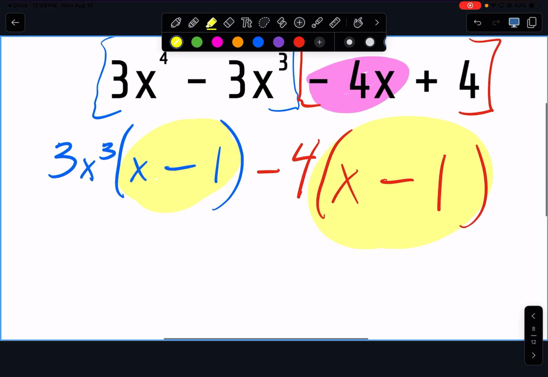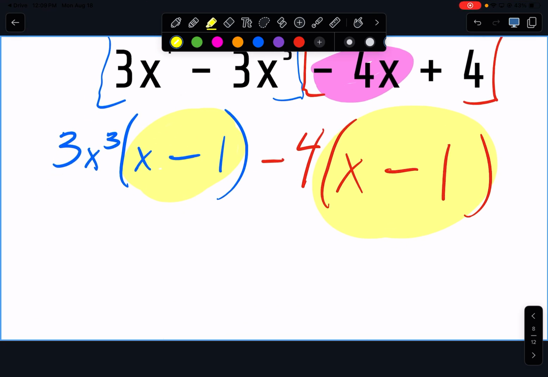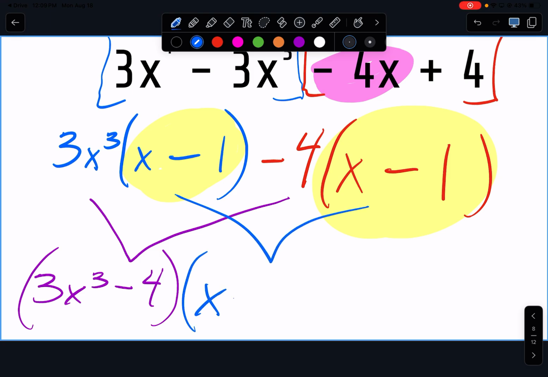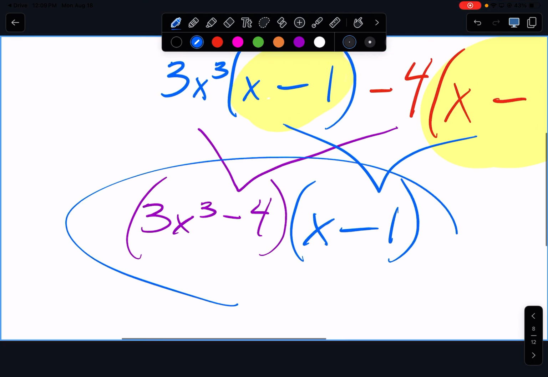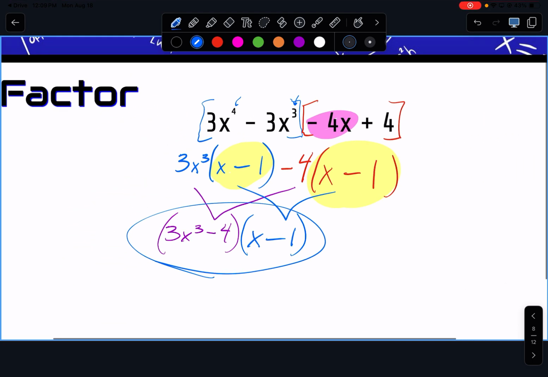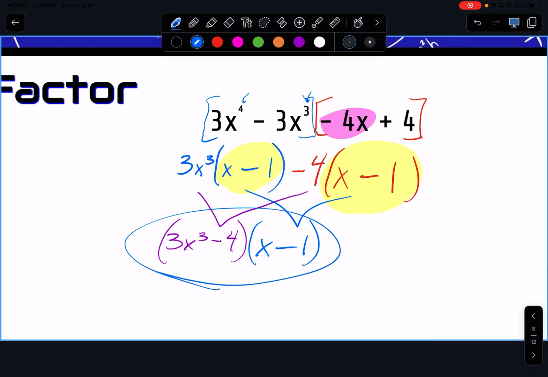That's our goal here with grouping. That's what we want to do. So then what we're going to do is we're going to take the 2 things we factored out, and we are going to combine them into a binomial: 3x cubed minus 4. And then we're going to take our common binomial and multiply by that times x minus 1. And then that is our final answer right there. So there's your whole process from top to bottom.